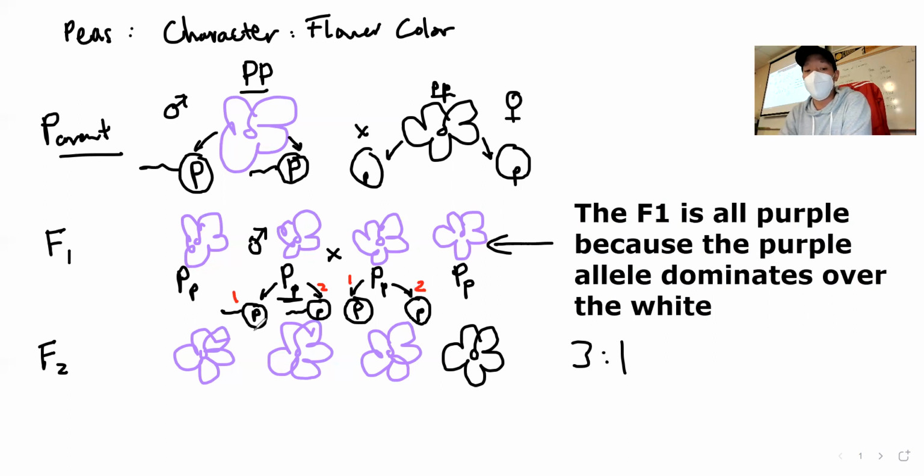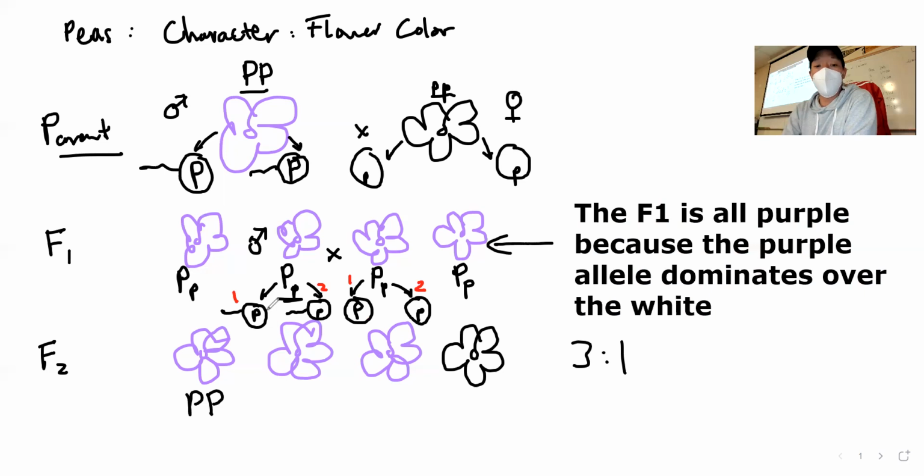If sperm 1 joins with egg 1, then what will the kids have? Which P's are they going to have? Big P and big P. Very good. And if both copies, both alleles are big P, what color is that flower going to be? It's going to be purple, and that's what we see there, right?